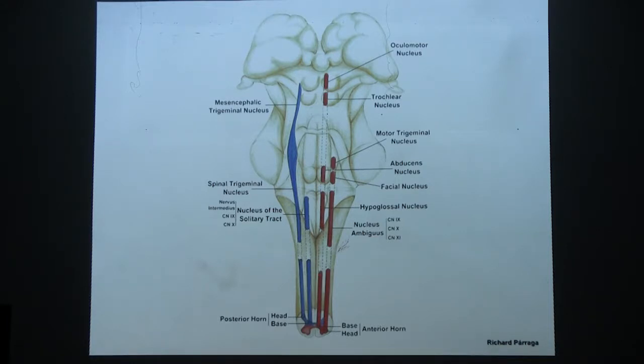Ya vamos a ir hablando más adelante, pero vemos cómo el asta anterior de la sustancia gris de la médula lógicamente tiene una parte que es la base y otra parte que es la cabeza, al igual que la sustancia gris posterior, que está en relación a la parte sensitiva. Desde el punto de vista motor, sabemos que a nivel del mesencéfalo lo único que vamos a tener son el núcleo motor, es decir, el núcleo del tercer par craneano, y el núcleo troclear, es decir, del cuarto par craneano.